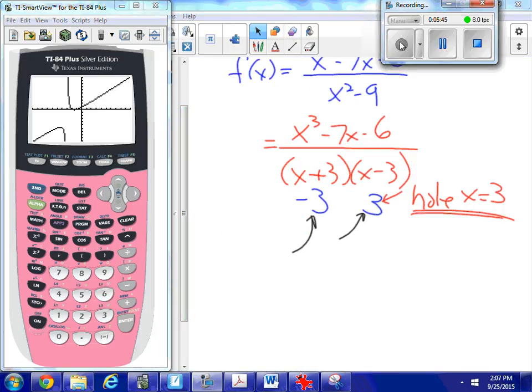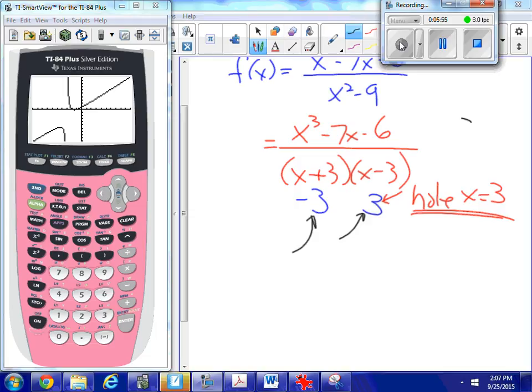Well, a hole arises when I can cancel a factor from the numerator and the denominator. So if I have a hole at x minus 3, it must mean that x minus 3 is a factor of my numerator. Well, how do I find out if it's a factor of my numerator? I'm going to use synthetic division to find that out.